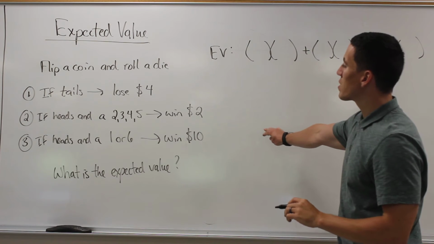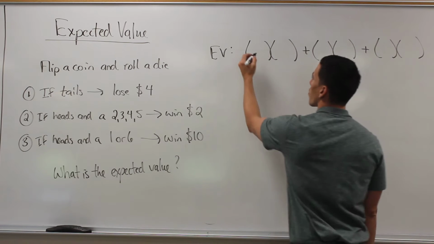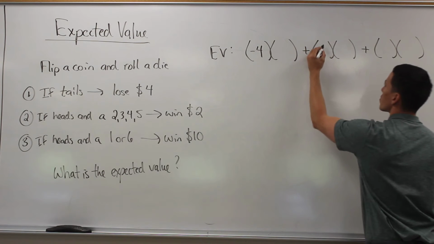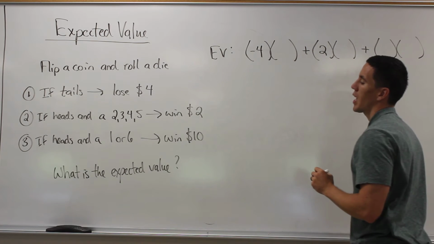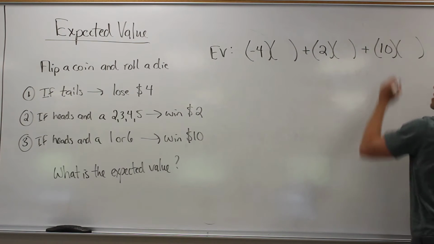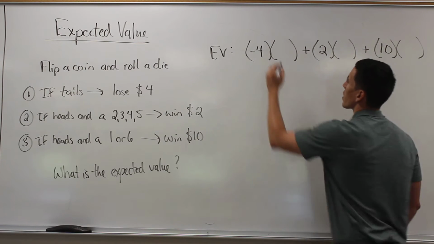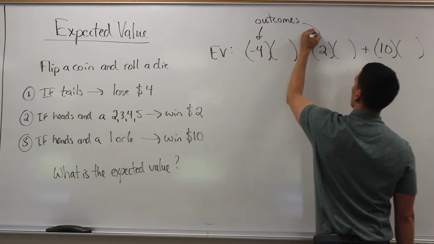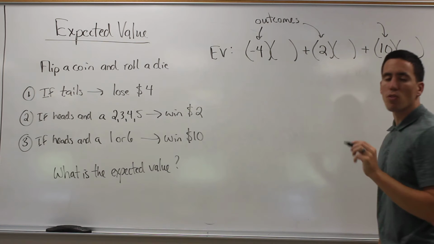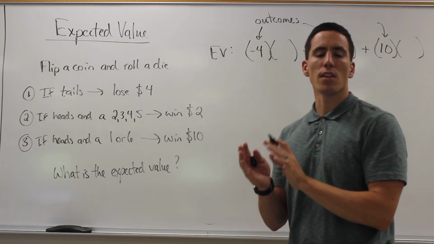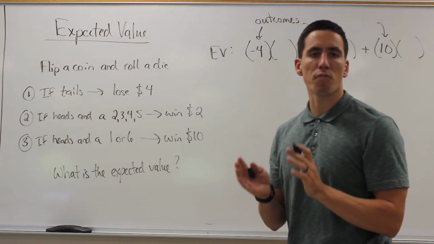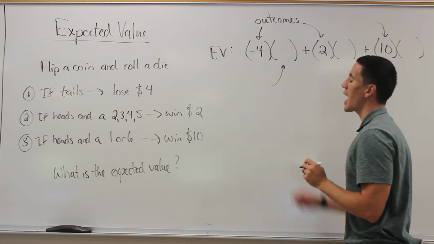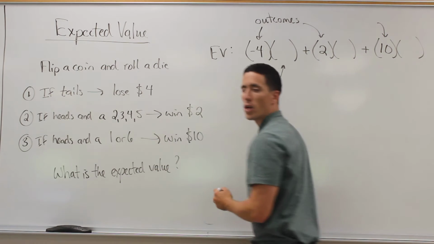The three different outcomes that we can have are losing $4, which we would represent by -4, winning $2, represented by +2, and winning $10, represented by +10. So there's our three outcomes right here. And for each of those, we need to multiply the individual outcome by its specific probability. So in this parentheses right here, we need to calculate the probability that we lose $4.